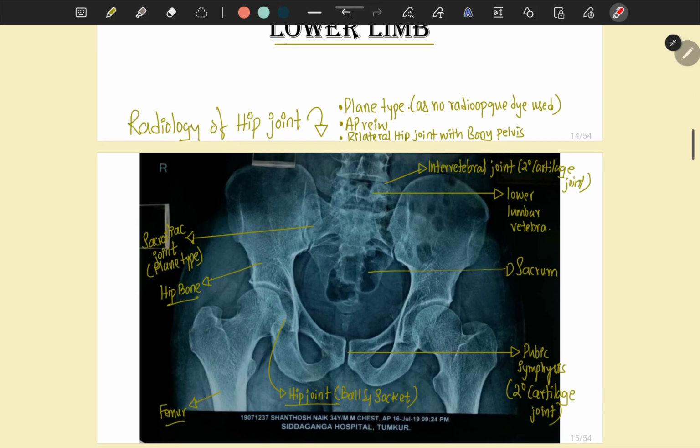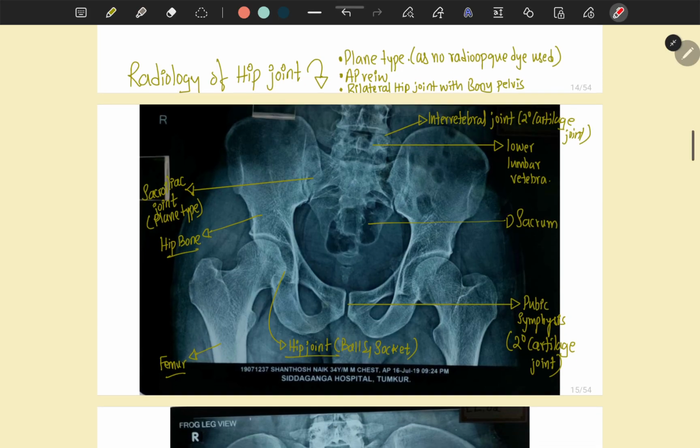First X-ray, that is radiology of hip joint. Here listen very carefully. What are the bones appreciated? The first is femur, hip bone. This is hip bone. This is femur, and this is sacrum, and this is coccyx. And here you can see the pubic symphysis, which is joined by fibrocartilage, and pubic symphysis is a secondary cartilaginous joint.